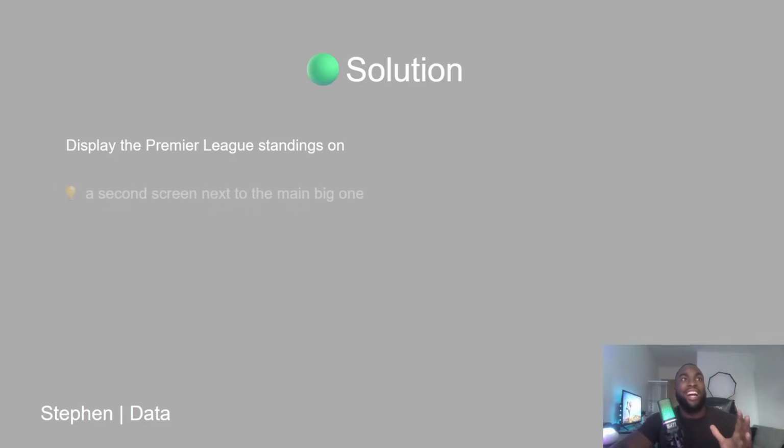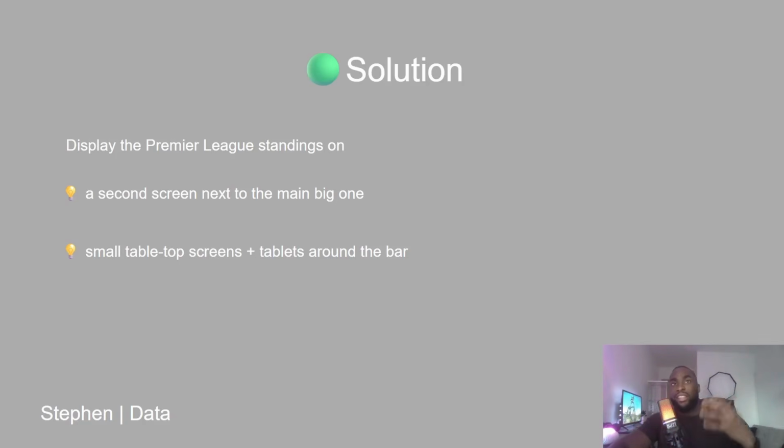So let's have a second screen next to the main big one that shows the updated Premier League table. And we can also have small tabletop screens and tablets around the bar that have the same info. The standings are going to be refreshed automatically after full time. That way, everyone sees the same screen with the latest results without having to bother staff anymore.